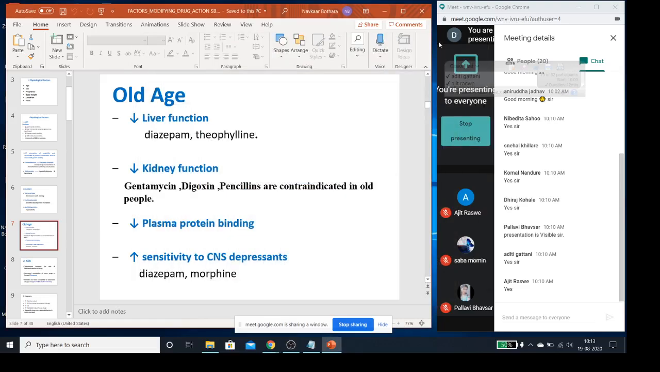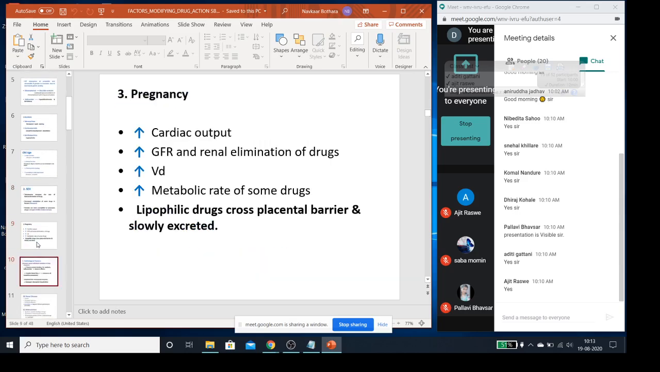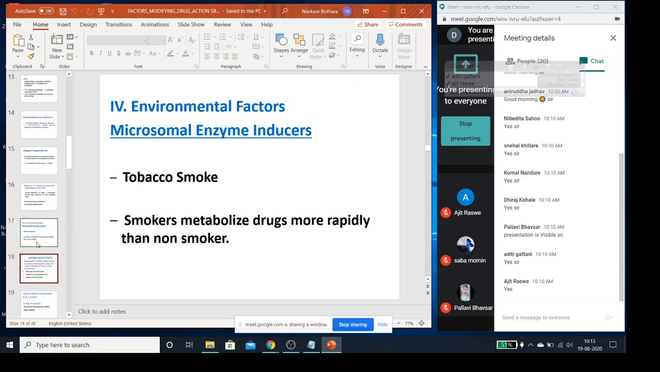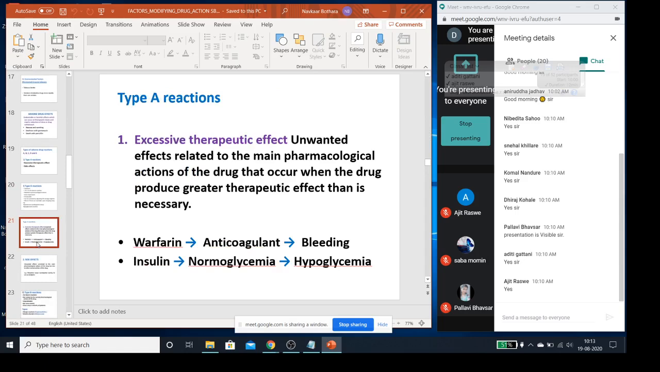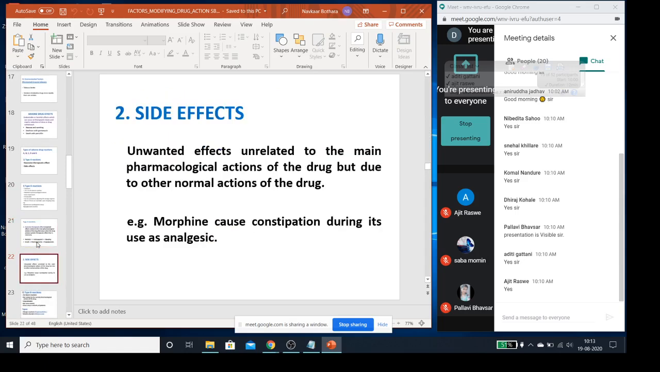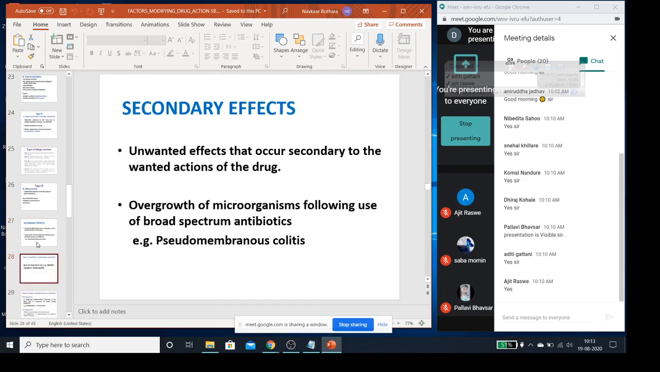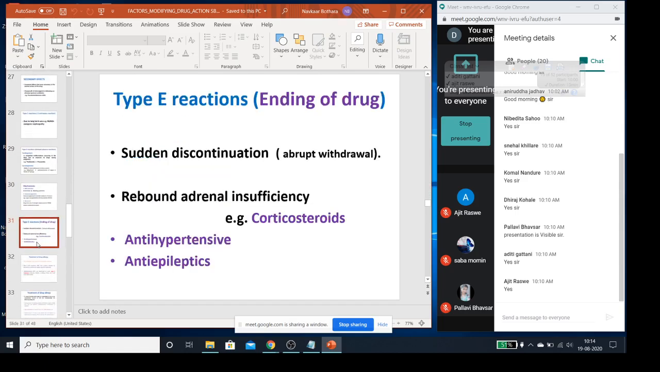Various factors affect drug action, which we call factors influencing drug action. We have seen physiological factors, pathological factors, then drug-related factors. And we have seen all the various adverse reactions: A, B, C, D, E type. Up to E type we have seen and classified them.